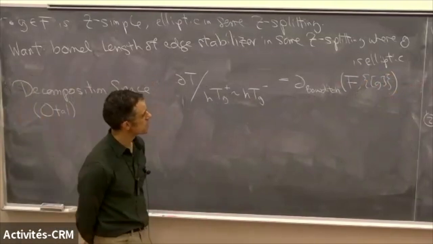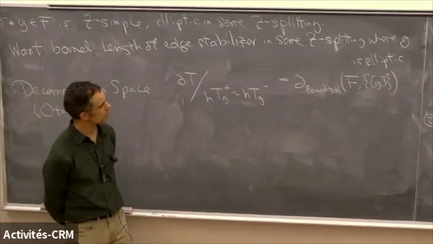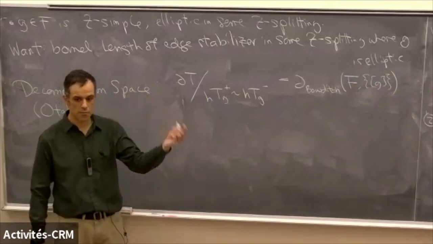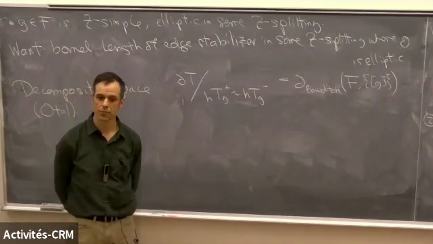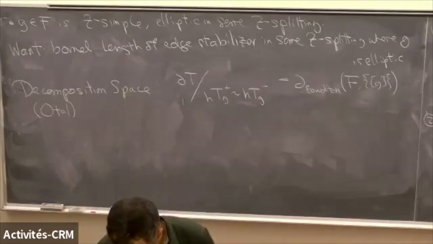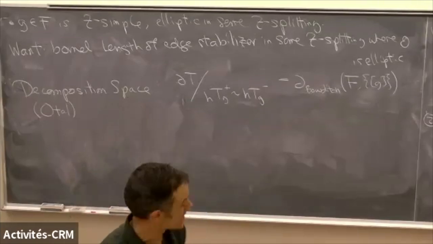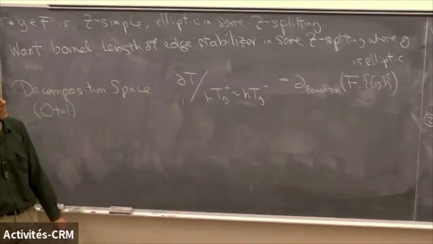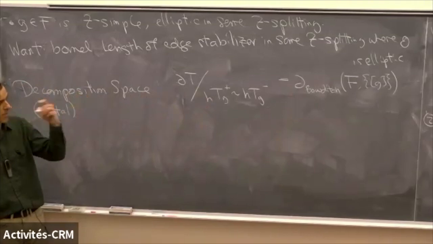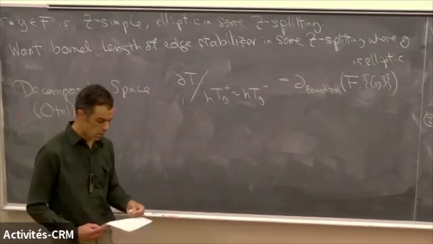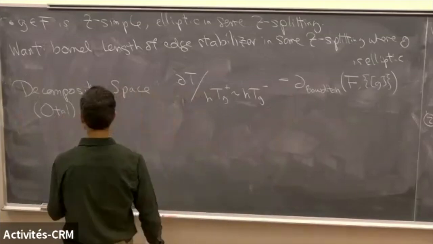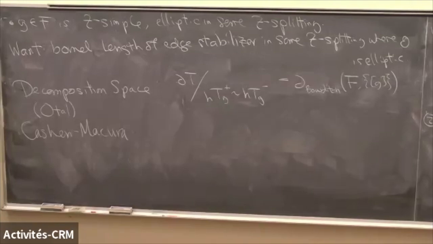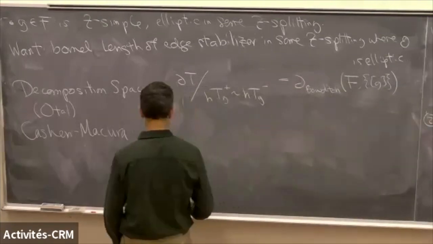And so now there's this idea that goes back to Bowditch, in the context of hyperbolic groups, of trying to understand splittings of the group by looking at the boundary. Okay. And so this idea, in this context, of looking at the decomposition space and trying to find splittings of the free group for which the element G is elliptic, by looking at the cut points in this boundary, was really studied by Chris Cashen and Natasha Macura. Okay, and so I'm not going to write down anything really precise here. This is really more of a philosophical statement.